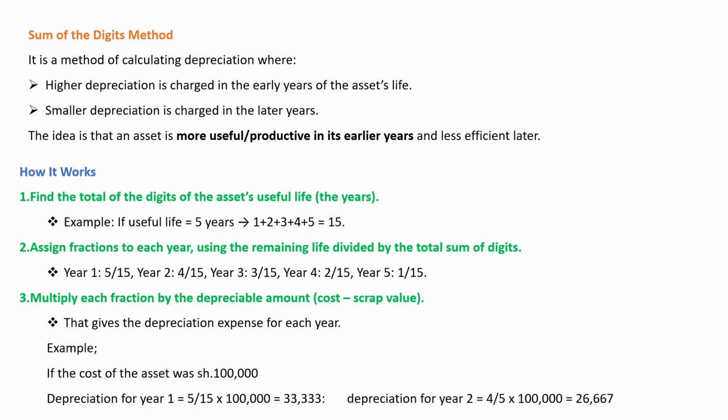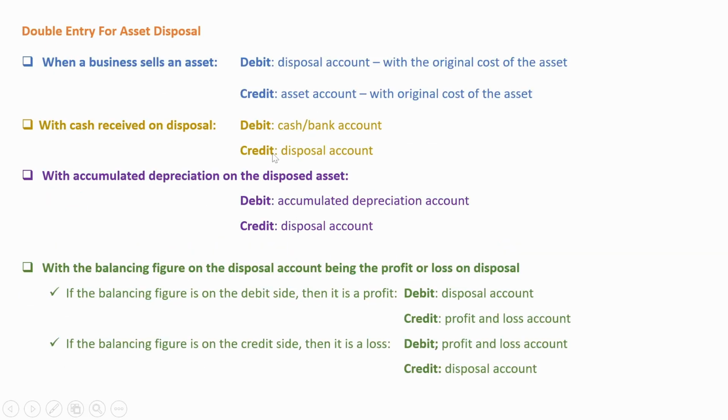So what about year 2? Take the fraction for year 2, multiply it with the original cost. Depreciation will be 26,667. In other words, the rate changes from one year to the next, but the basis or the amount you are multiplying does not change. So in each year you are multiplying by the cost, 100,000. You just use a different rate. So that is sum of the digits.